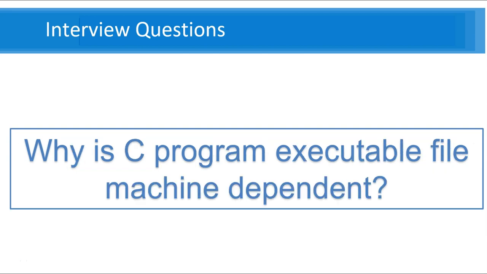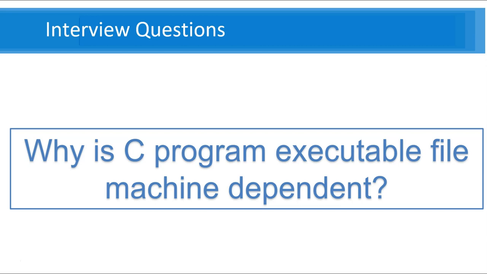Why is a C program executable machine dependent? The ./a.out we ran is specific to that particular machine. Why does it happen? Because when a C program goes through the compilation process, during the compiler step, it actually converts to the ASM.